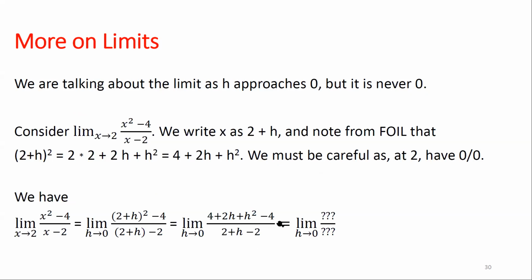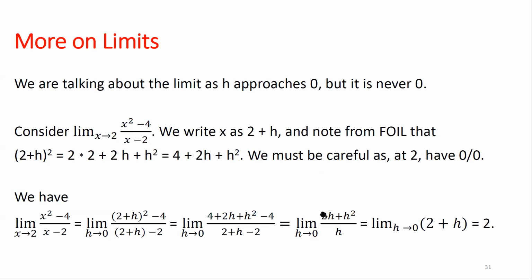What can we cancel? You'd cancel the 4 and negative 4 on the top, and on the bottom the 2 and negative 2. So we cancel that, and it's just 2h plus h squared over h. Well, what's 2h divided by h? So 2h divided by h. What does that just be? So wouldn't it just be h?